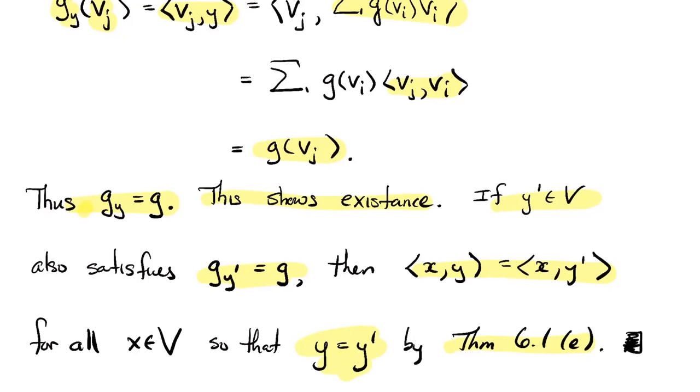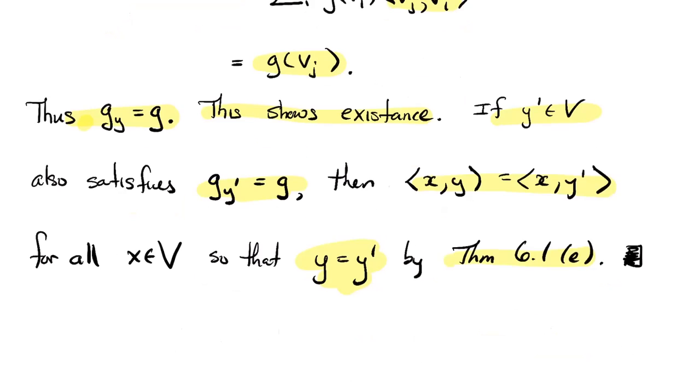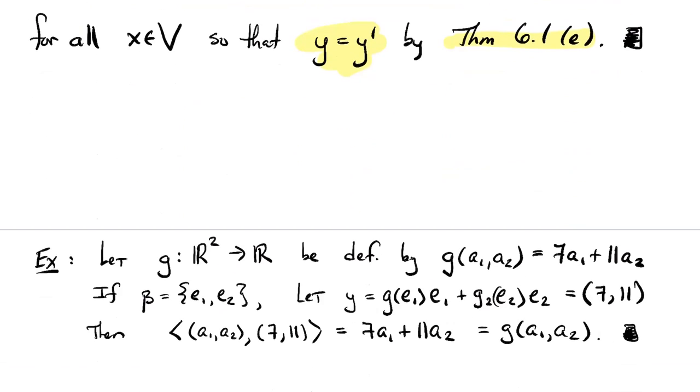So again, a linear map into the scalar field is usually called a linear functional. And what we just proved is in a finite dimensional inner product space, every linear functional is given by inner producting against a fixed y. All right. Here's just a super quick example.